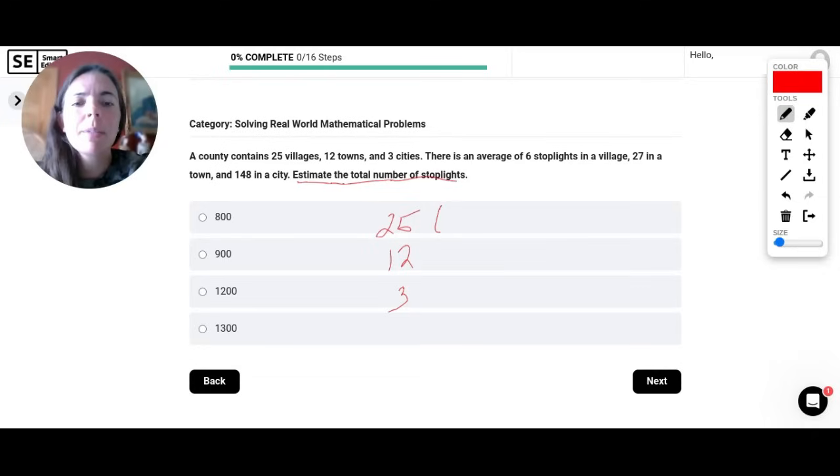So 25 times 6 I can do pretty easily. I'm going to do that and not really worry about having to round too much or estimate. 12 times 27 is not so easy. So instead of 27, I'm going to say, let's call that 30, round to 30. And then 148, I'm going to round to 150 here. So 25 times 6 is 150.